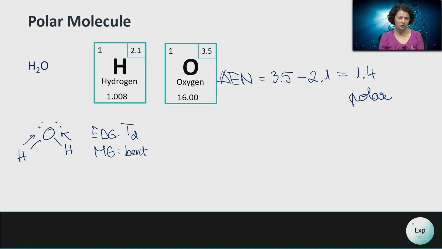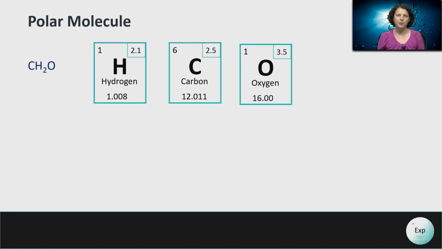It's moving in one direction. It isn't canceled out, making the arrangement unsymmetrical. And so that causes the molecule to be polar. And we know from experience that water is a polar solvent. Another example is formaldehyde. It contains carbon, hydrogen, and oxygen.